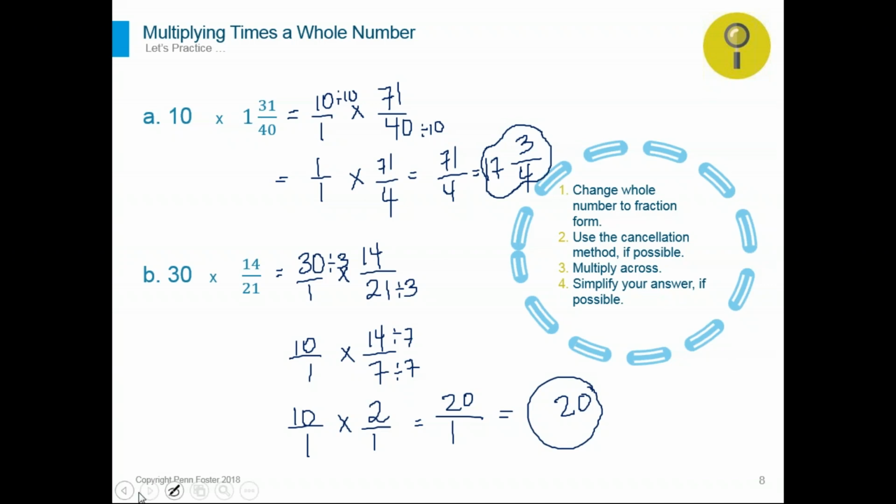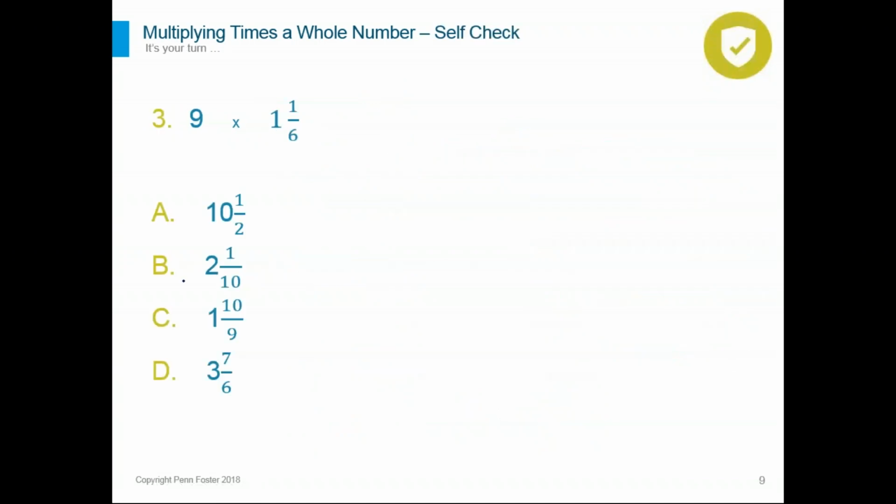Okay, as you know, there is a self-check question on this topic, 9 times 1 and 1 over 6. Am I going to change the two numbers there or just only one? And how am I going to change the 9 to a fraction? Do I have to change the 1 and 1 over 6 to an improper fraction or no? Write down the problem, think about it, and rewrite the problem so you're able to start doing the cancellation steps.